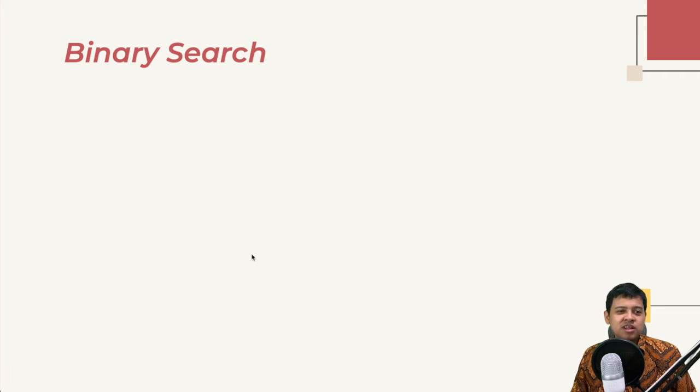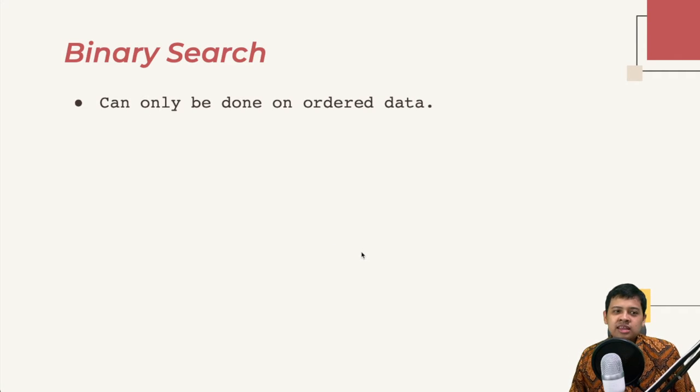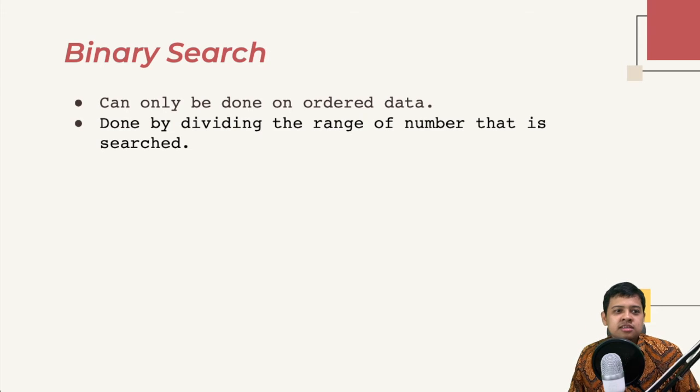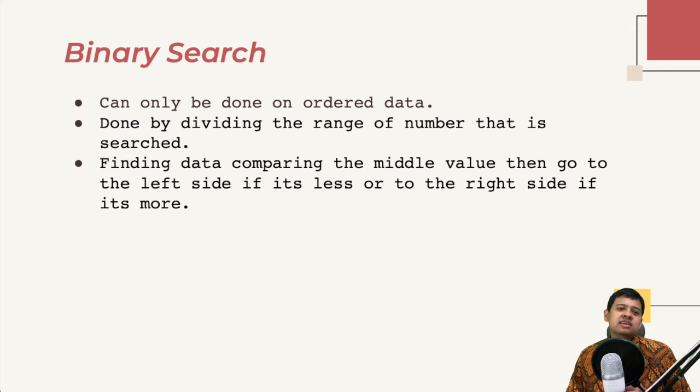Now we are going to talk about binary search. Different from sequential search, this can only be done on ordered data. The algorithm divides the range of the numbers it searches. So we divide, and then we find the data by comparing the middle value, then go to the left side if it's less, or go to the right side if it's more.